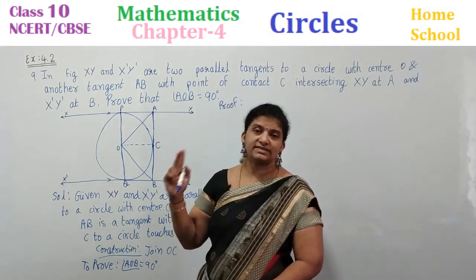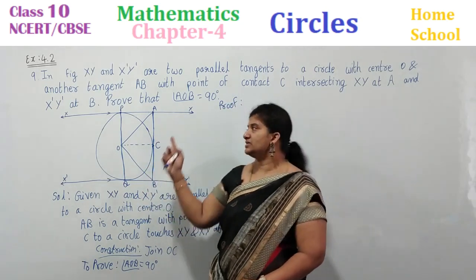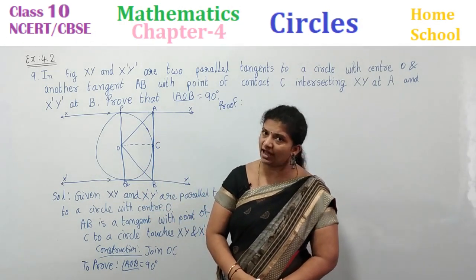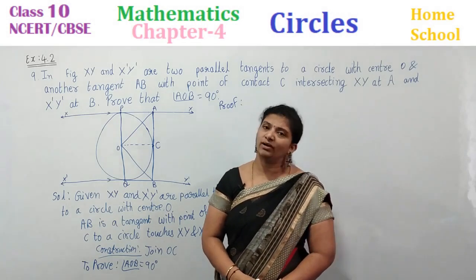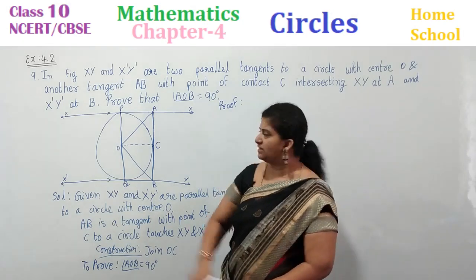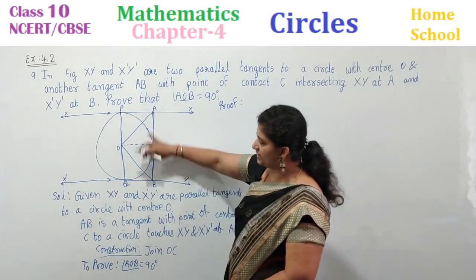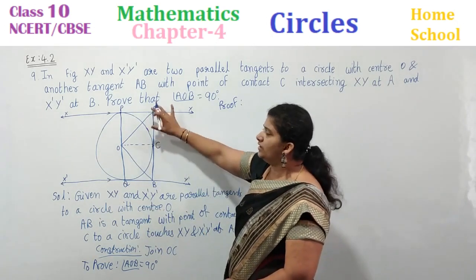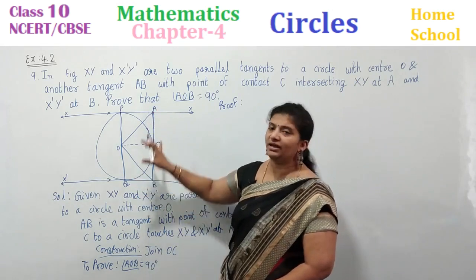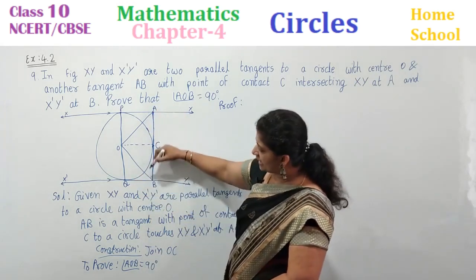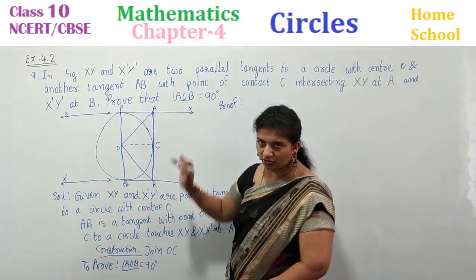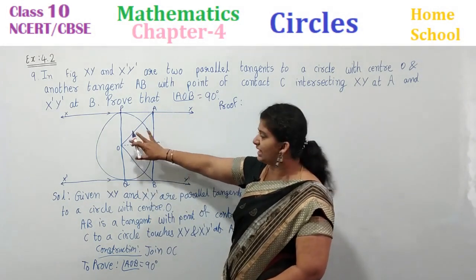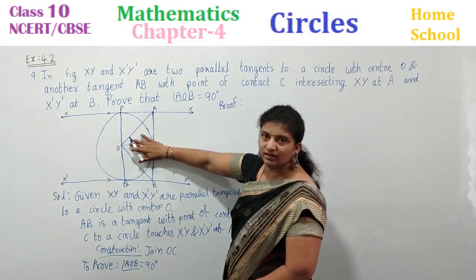Now, second step I am saying here, the sum of the interior angles on the same side of a transversal is equal to 180 degrees. Now, this angle plus this angle is equal to 180. Then you add up and you are going to get the interior angles of this triangle. After getting these two, your third step is consider this triangle.